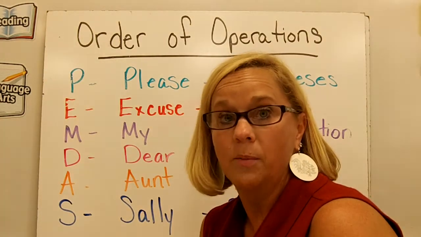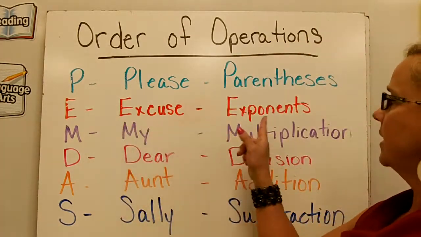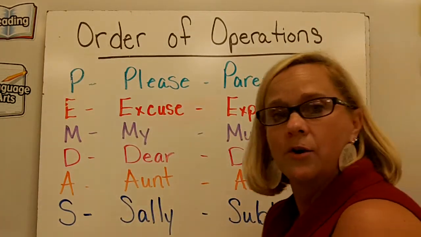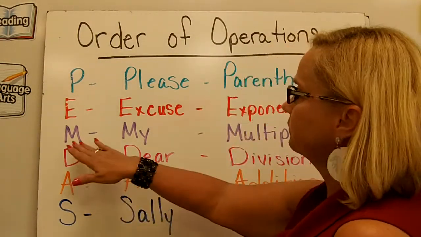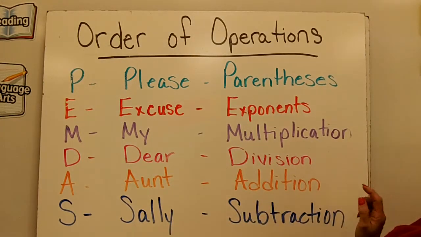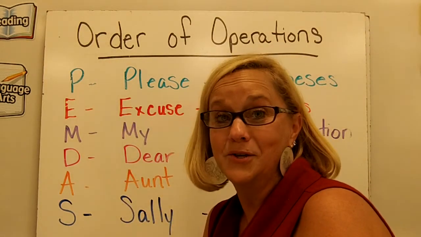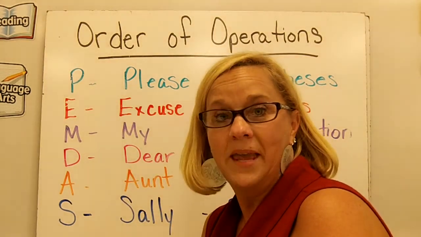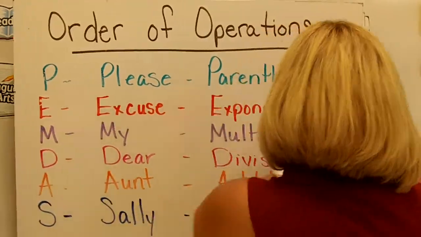And I do have a problem that has braces in it. I'll show you in just a minute. The E stands for exponents. We are not working on exponents right now, but in the next couple of weeks we will be. M stands for multiplication, D for division, A for addition, and S for subtraction. So if you can remember, please excuse my dear Aunt Sally, you will be able to answer any math problem. And let me show you an example.